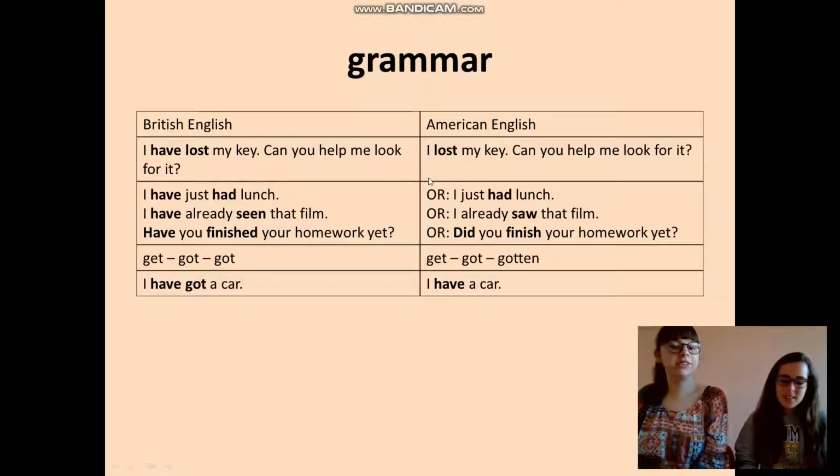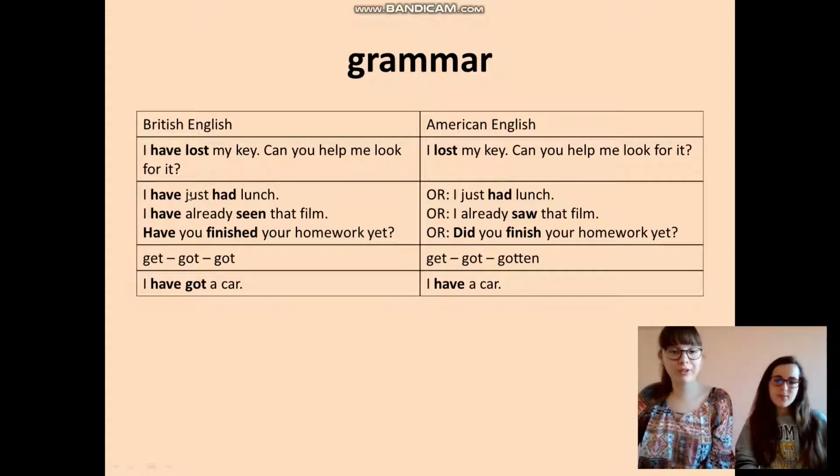But it's true that in school I learned, oh, if you have these words like just, already, yet, you use this form. But then when you talk, yes. Okay, and what else?